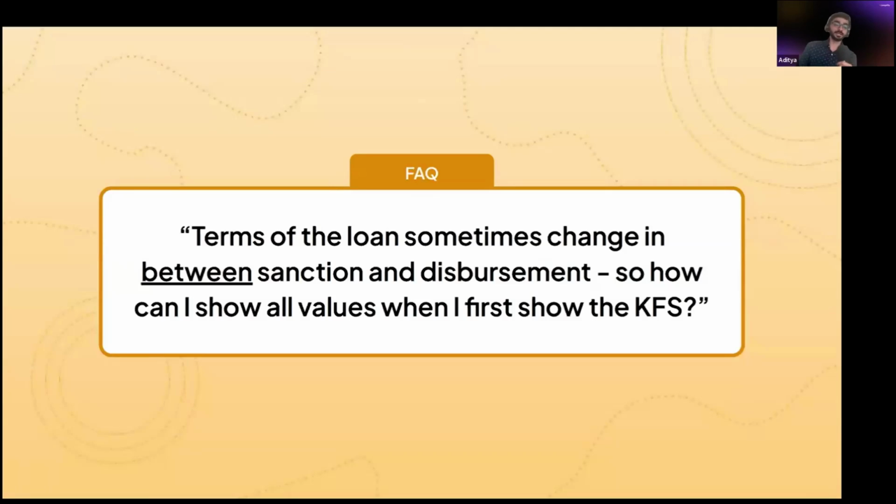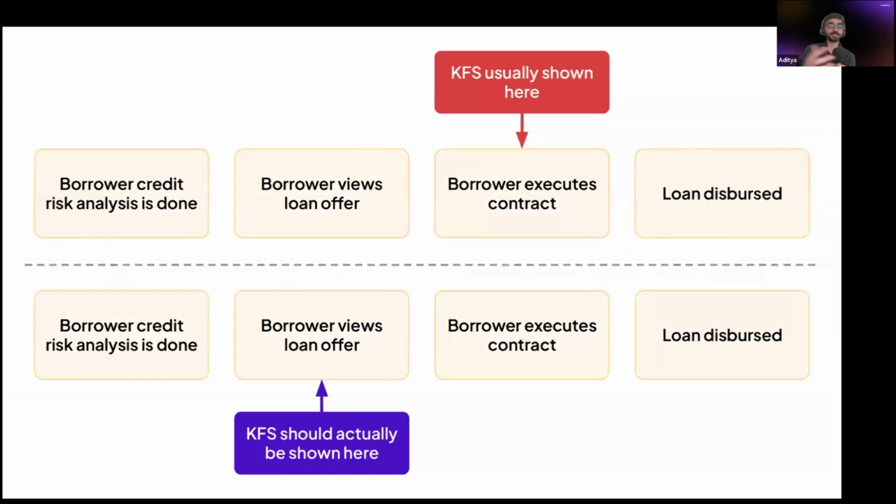Another frequent question actually, so that's the first question, like how do you actually ensure the evidentiary value of the APR being attached? But another frequent question we receive when we bring up these two requirements is: the term of the loan sometimes changes between the time of sanction and disbursement. So how can I show all values when I first show the KFS? So for digital loans, app-driven loans, this is not an issue because it's instantaneous disbursement in the same flow. But for other retail loan products and MSME loan products, there is a time gap between sanction and disbursement.